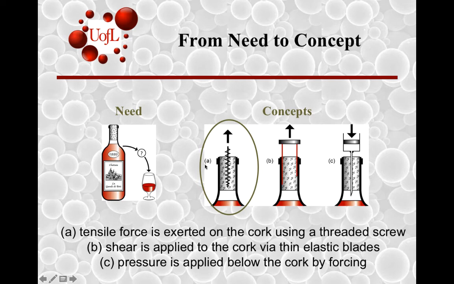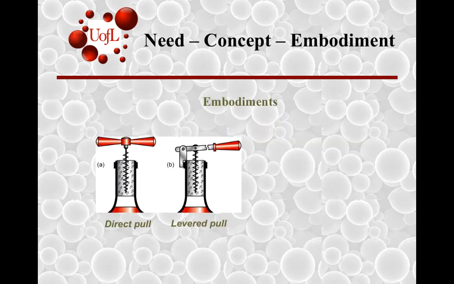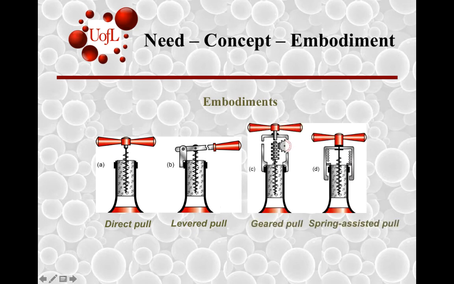Let's take a look at the tensile force based concepts. And when you do that, again, you can have a direct pull, a lever, you could use a gear system, or you could use a spring. And all these could impart different types of tensile forces and get to what you need, which is basically pour the contents of the bottle into the glass.